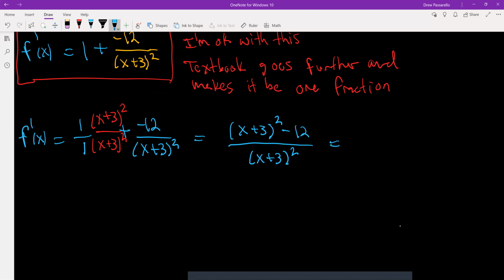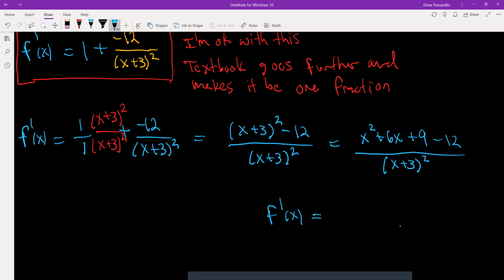So expanding this becomes x squared plus 6x plus 9. All right, that's the x plus 3 squared, and then minus 12, and then all over x plus 3 squared. So that way they can combine 9 and minus 12 to make minus 3. So f prime of x is x squared plus 6x minus 3 over x plus 3 squared.